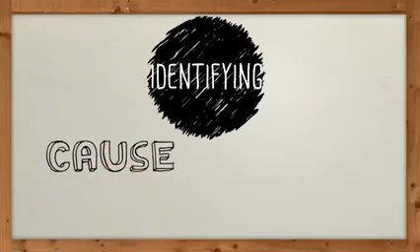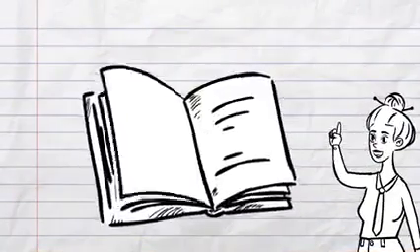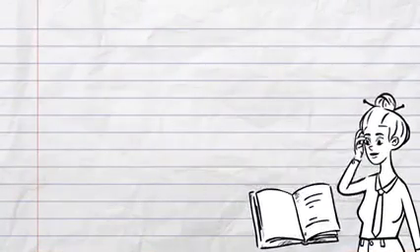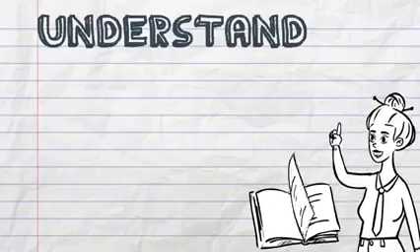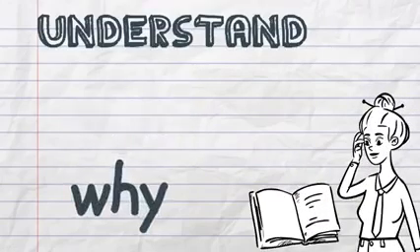Identifying cause and effect. Identifying cause and effect in texts is important as it helps us to understand the events that are happening. It helps us to understand what's happening and why it's happening.